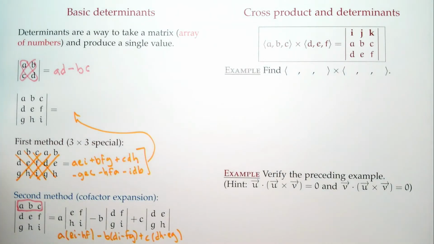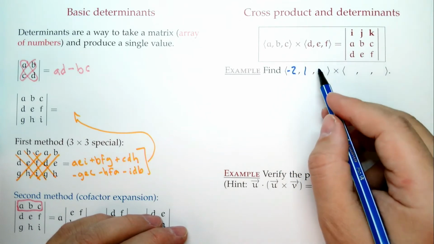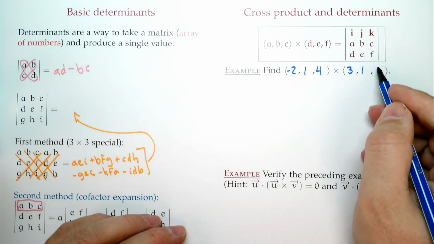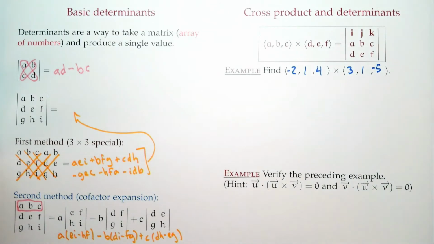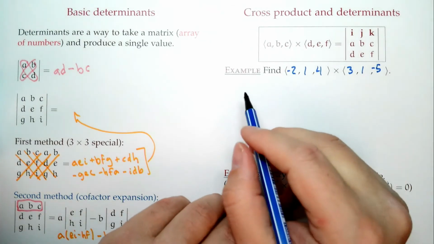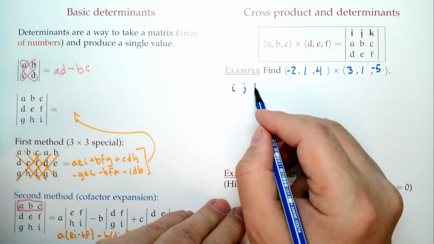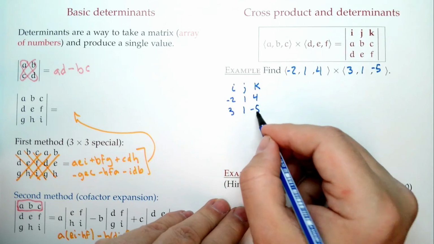All right. So, let's do an example. We're going to take the cross product of two vectors. I'll come up with vectors. Let's do minus 2, 1, 4, and 3, 1, minus 5. Why not? Okay, those are two vectors. And let's see what we can say. We're going to follow the rule here. So I'm going to have I, J, K, minus 2, 1, 4, 3, 1, negative 5.